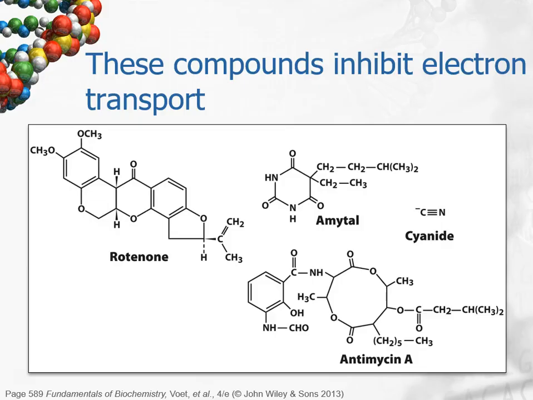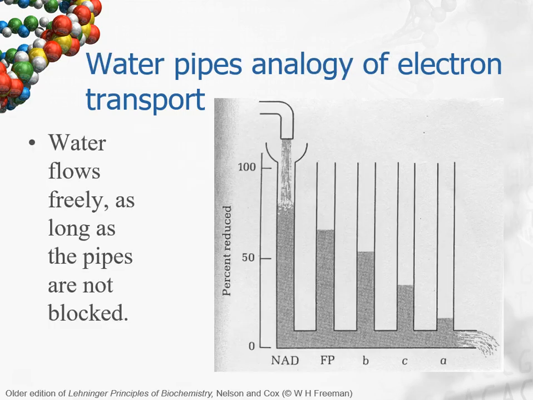So here are the structures of all of those compounds. They don't seem to have anything in common, but they do inhibit the electron transport chain at the positions that I indicated in the last slide. So the way that we can visualize this happening is to use this water pipes analogy.